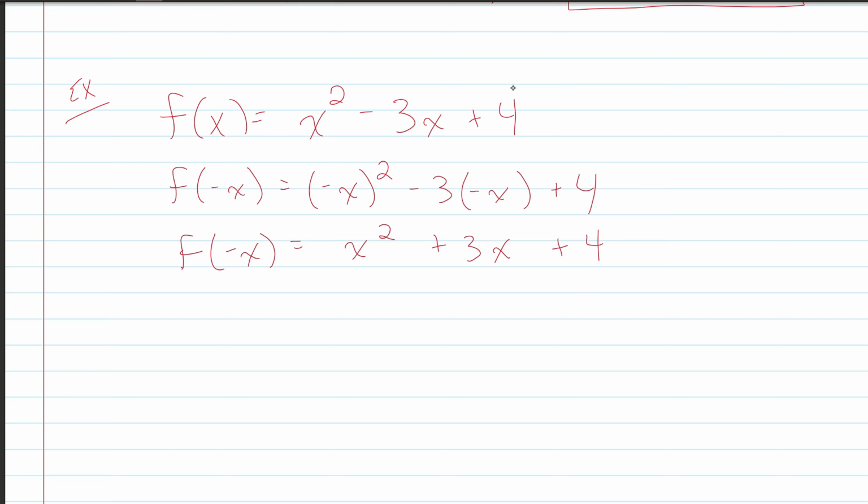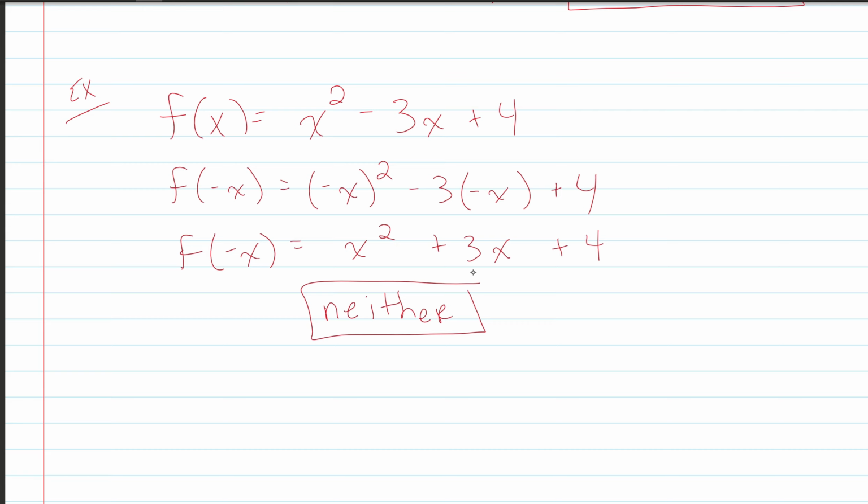We look at it and ask, did we receive the same original function? Not quite. The original function had a negative 3x. So it's not the original function, so we know it's not even. However, did we get the opposites? x squared is not the opposite of that x squared. It's the same thing. The only opposite one was the 3x term. The 4's are the same as well, these constants. So not all of them are opposites, so it's definitely not an odd function. So we'll say neither. It's not even nor odd.